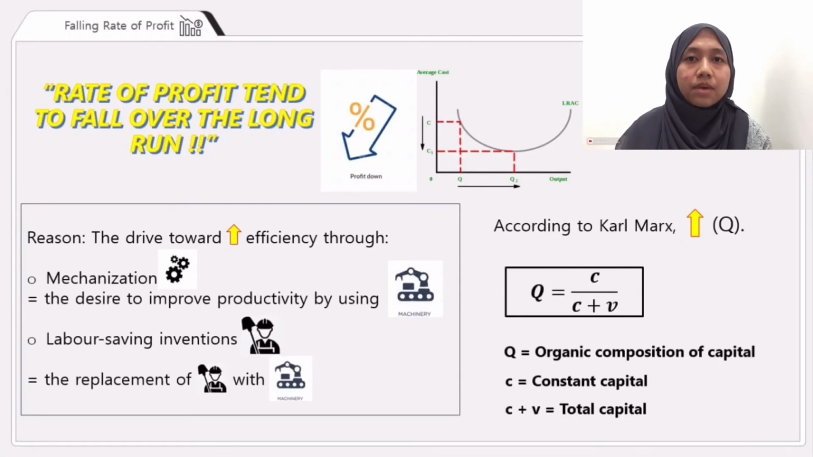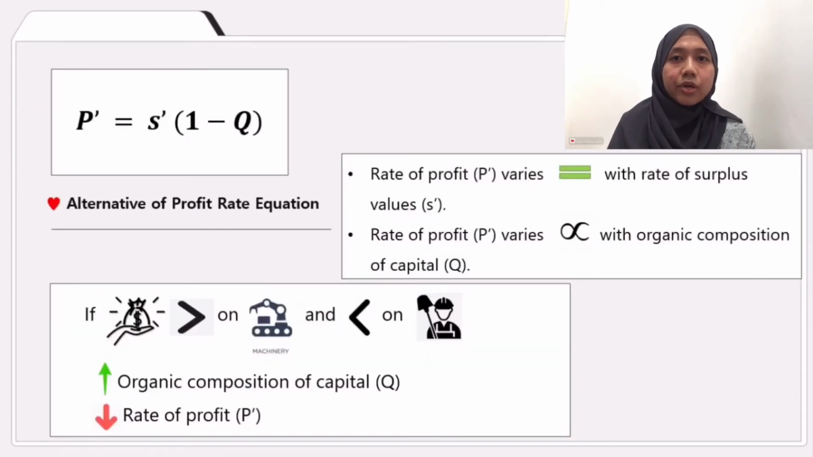This raises what Marx called the organic composition of capital, Q. Notice that it is the ratio of constant capital, which is C, to total capital, which is C plus V. Notice that this new equation indicates that the rate of profit P prime varies directly with the rate of surplus value S prime, and inversely with the organic composition of capital Q. Therefore, as capitalists invest relatively more in machinery and less in labor power, the organic composition of capital Q rises, and the rate of profit P prime falls.